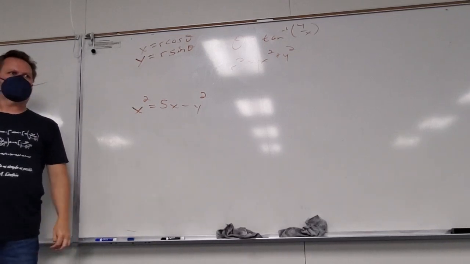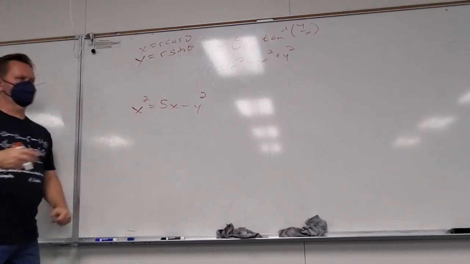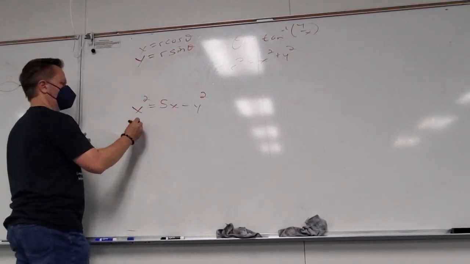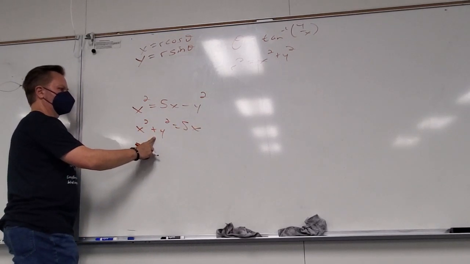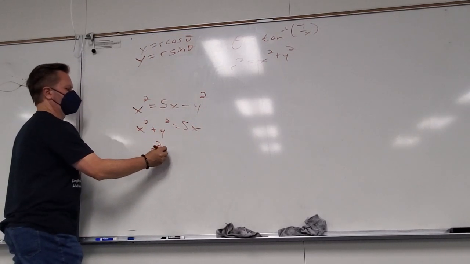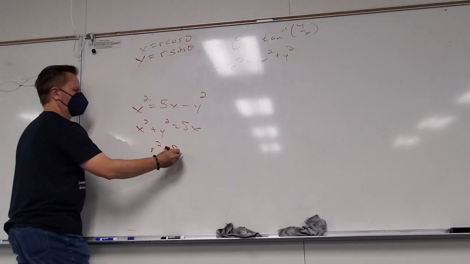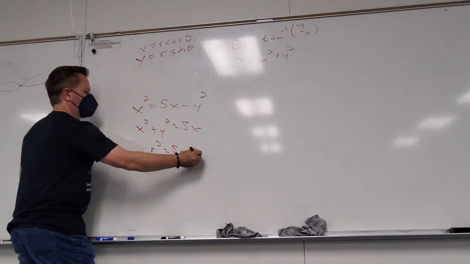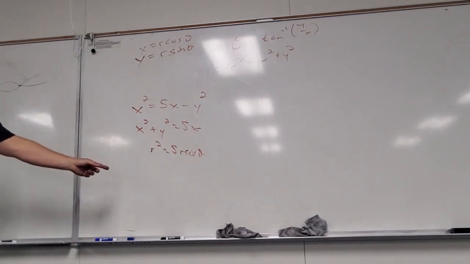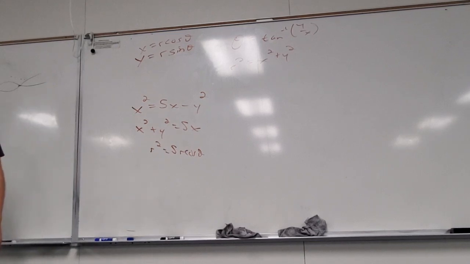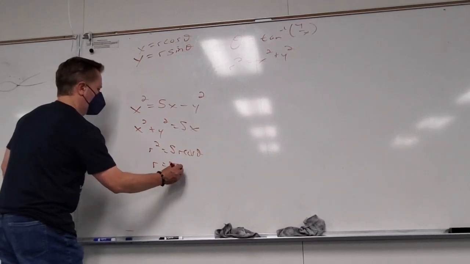You could add y squared. Yeah. If I add y squared, that works out great. What is that? It's r squared. And of course, it's that, 5 r cosine theta. Now, if you circle that, I'm probably not going to take points off, but what should you do? Divide by r. Divide one r away, yeah. So then you get r equals 5 cosine theta.